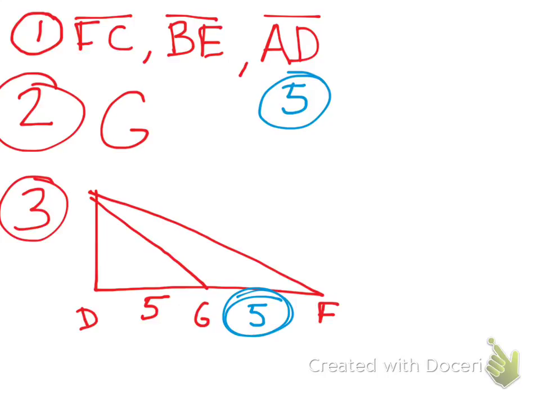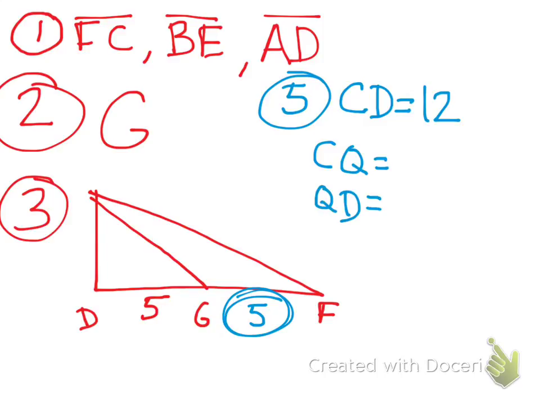Alright, number 5, they give you the entire length of the median, right? They tell you that it's 12. Then they ask you to find CQ and QD. CQ looks like the larger segment because it's the one touching the vertex. So what do I need to multiply 12 by? What's the magic fraction?